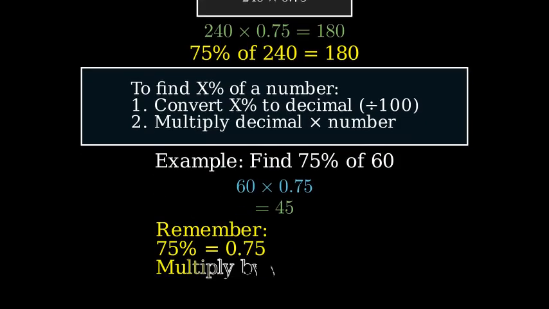And that's how you calculate 75% of any number. Remember, convert to decimal first, then multiply.